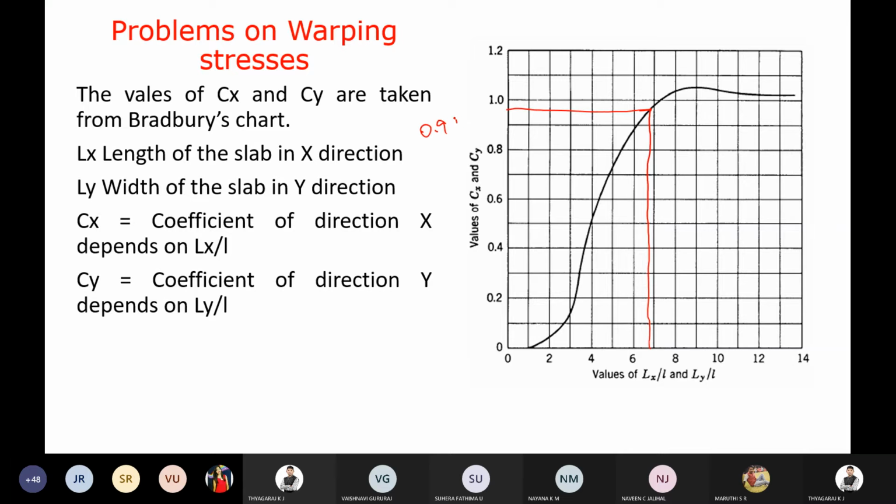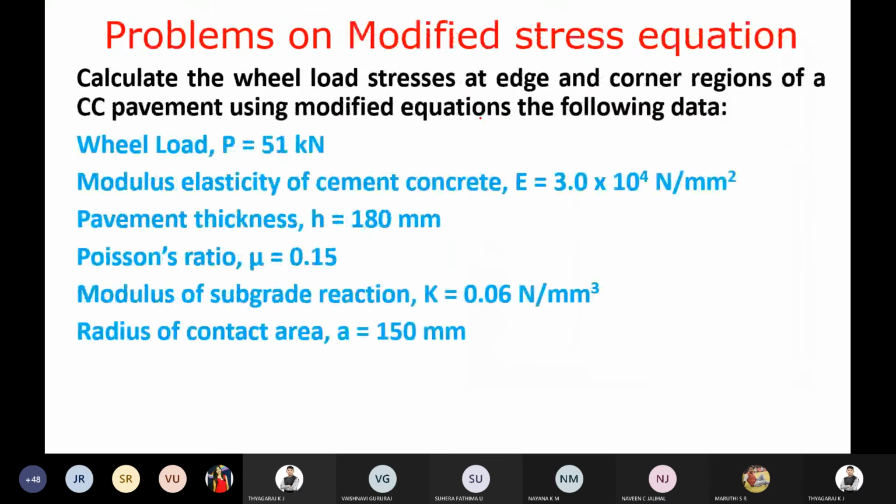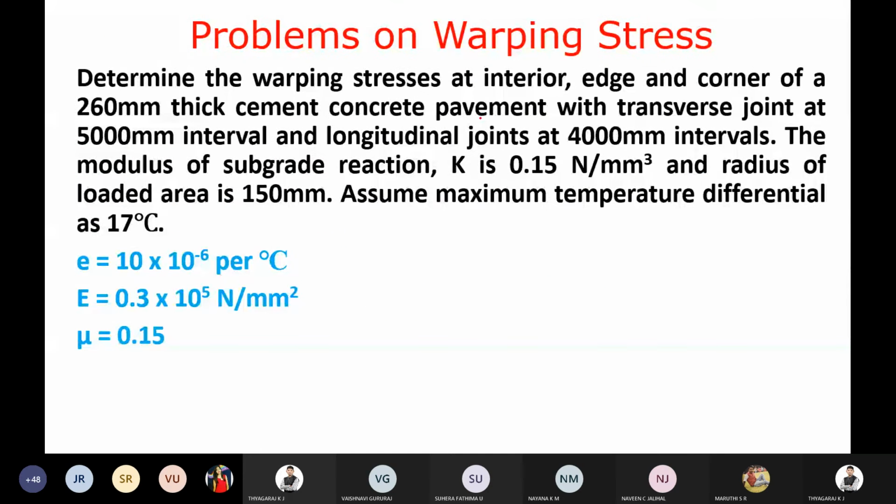0.98. Another one, it is Cx, yes, sir. This is Cx. And this Ly by L is 5.4. This is 5, so we consider that. So Cy is equal to 0.8. So Cx is equal to 0.98, Cy is equal to 0.8, and solve for interior stress. The temperature differential, again I'm telling, take the temperature differential as 17 degrees Celsius.